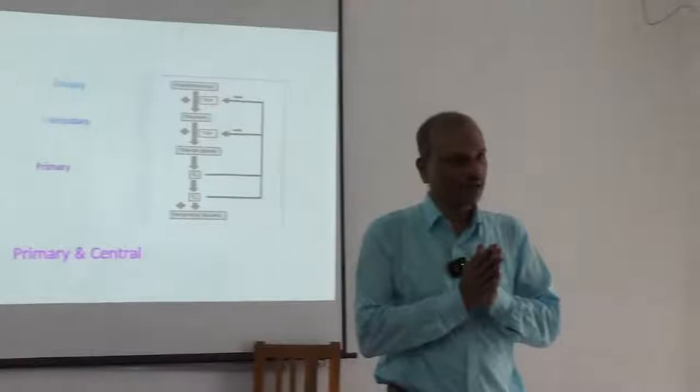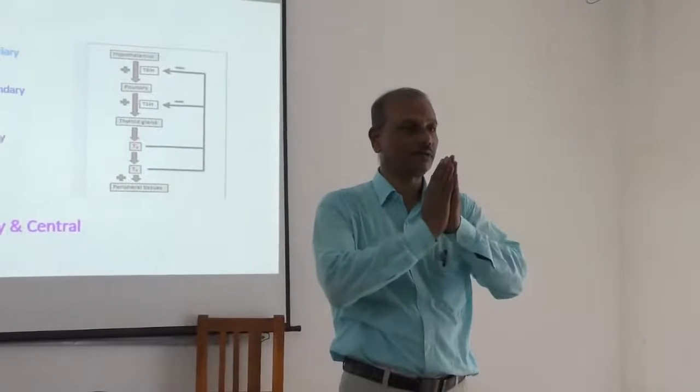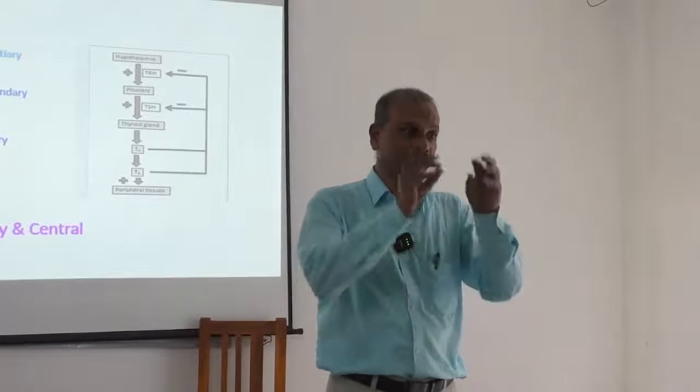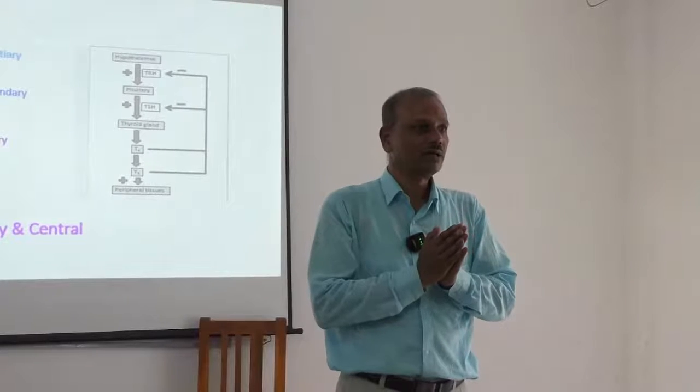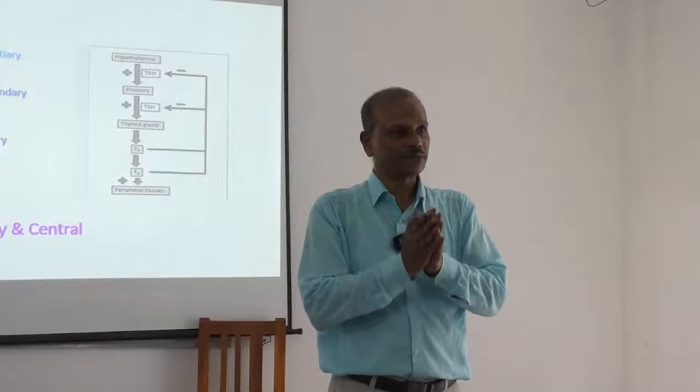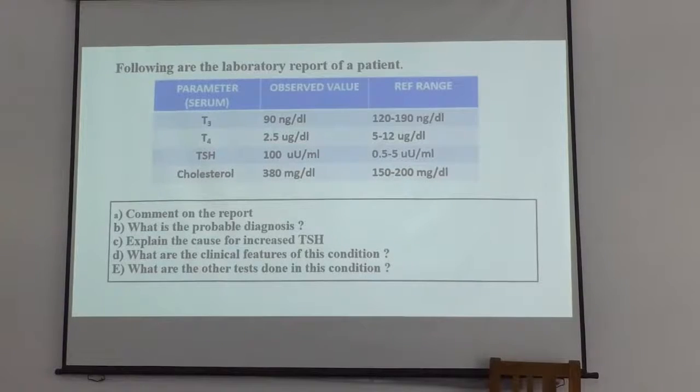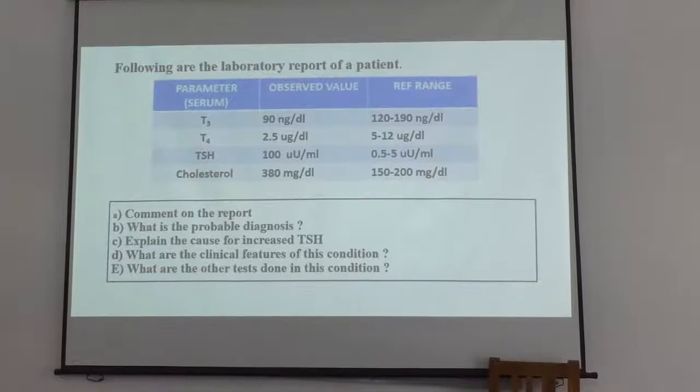So if you see a very high TSH level, maybe the thyrotrophs in the pituitary have undergone severe hypertrophy and hyperplasia to produce as much TSH as they can. So to explain the cause of increased TSH, you must know that feedback system. If you can't understand, read again from the books.